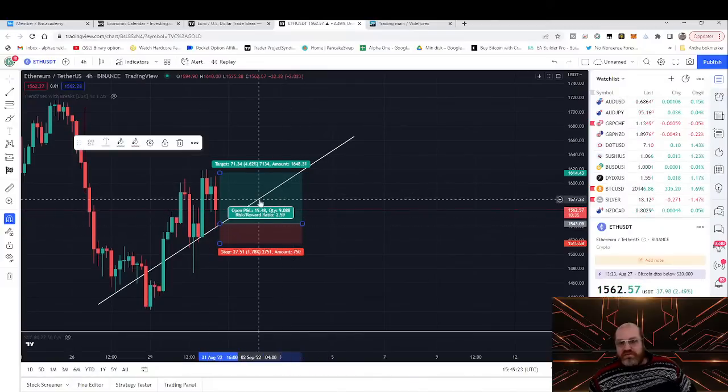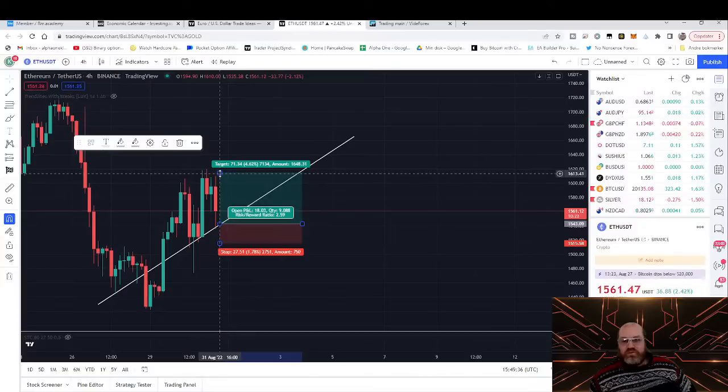And like I said again, just be correct 50% of the time, you are still printing money. And like I always say, of course we win more than 50%, so we are making money like crazy doing this. So the trend is going upwards. We are taking only long trades right now.